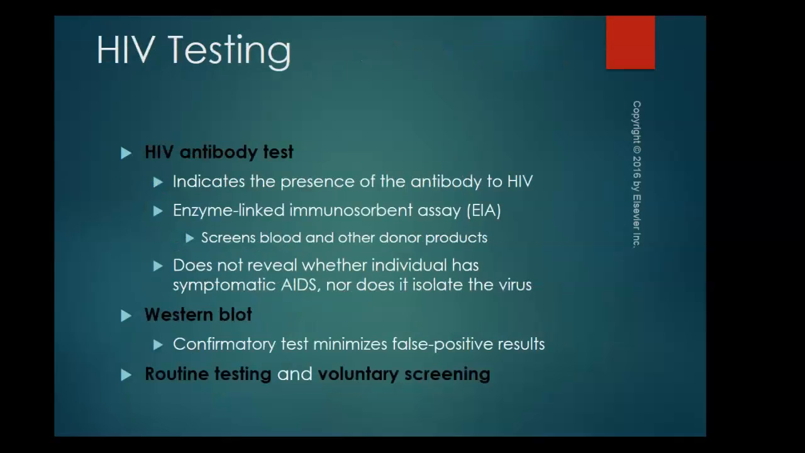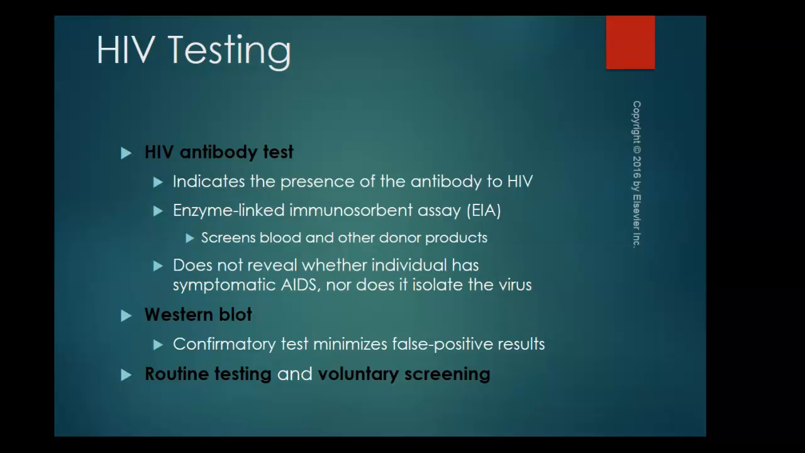So let's talk about HIV testing. The HIV antibody test is commonly the first one that is utilized. What it does is it indicates the presence of the antibody to HIV, but the downer to that is it doesn't reveal whether the individual has symptomatic AIDS, and it also does not isolate the actual virus. So you would need to use a second test, which is the Western blot test, to confirm and minimize the false positive possibility of the HIV antibody test itself. The enzyme-linked immunosorbent assay, I can never say that right, screens blood and other donor products as well. It is a form of this HIV antibody test.